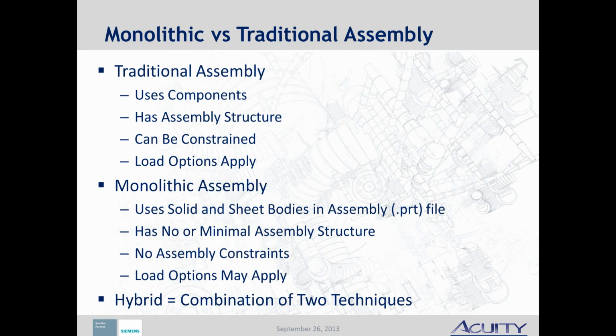Some attributes about traditional assemblies are that they use components, they have an assembly structure, they can be constrained, and the load options form applies to them. So as you're building up very large models, traditional assembly has the advantage of being able to filter out the different components, you can partially load, you can do alternative representations. So traditional assemblies can grow to be very, very large models.